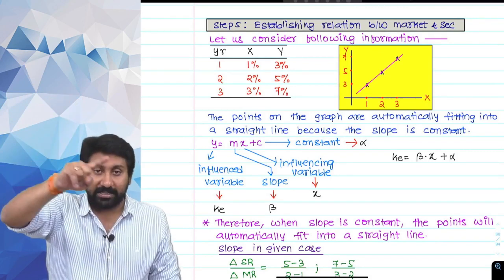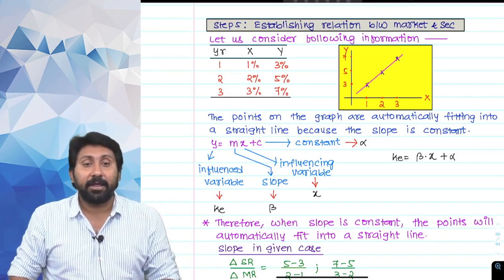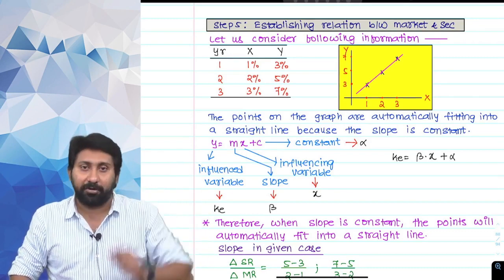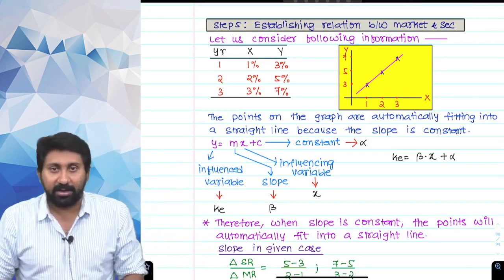Therefore, the line goes like this. But how much slope there should be depends on what is the influence of market on security. For that, we calculate beta.